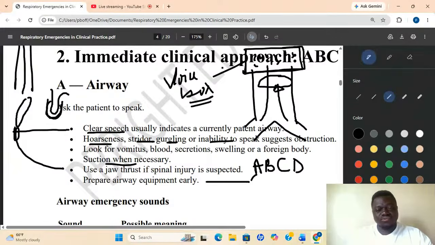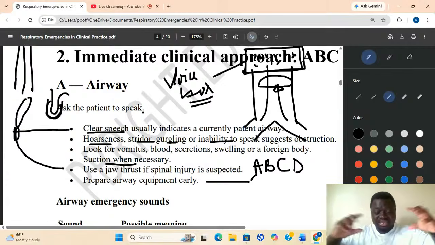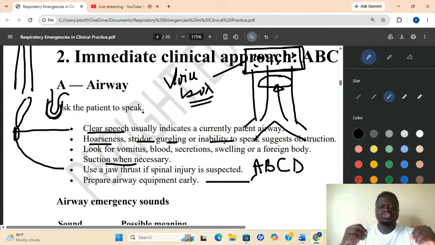Ask yourself, which tube can I put in somebody's nose that will make the lumen bigger? Which tube can I put in somebody's mouth that will make the airway clear and bigger? So those are what we call the airway.